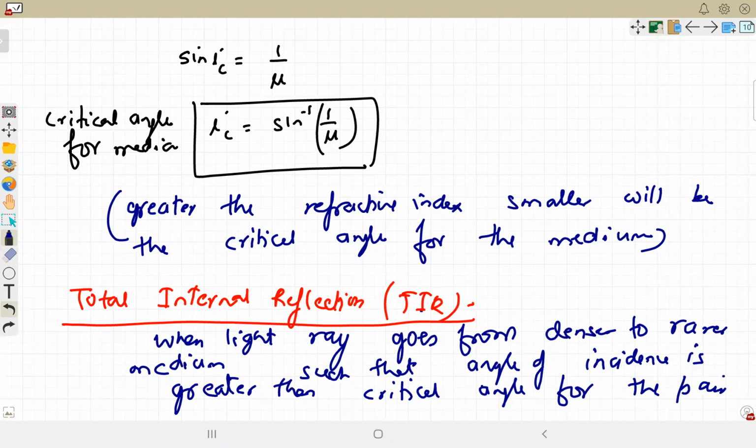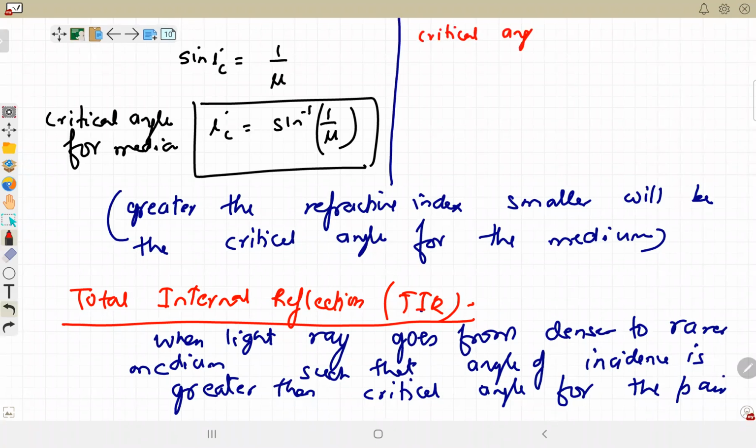Like the temperature increases during the daytime. During the daytime, the density of air layer is different as compared to the density in the night. In the night, they are denser. In the daytime, they are relatively rarer medium. So refractive index, sorry, this critical angle depends upon these two factors: wavelength and temperature of the medium.